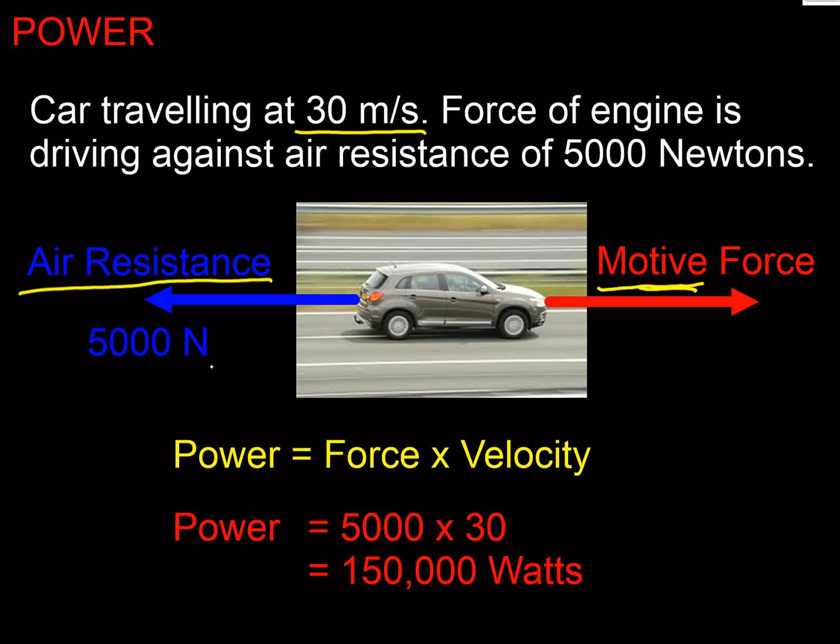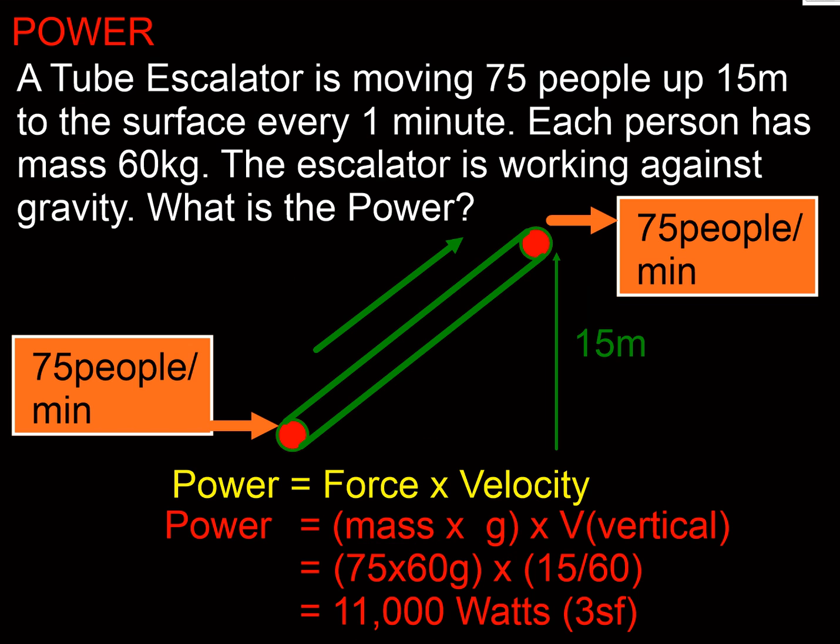So if we went in a wind tunnel and measured that as 5,000 newtons, then we would know that the power is the force times the velocity, and the air resistance is 5,000 newtons, the velocity is 30 meters a second, so the power output is 150,000 watts. Quite often you'll see that written as 150 kilowatts for an engine. A bar heater with one bar is about 1 kilowatt, so it's like having 150 bar heaters switched on.